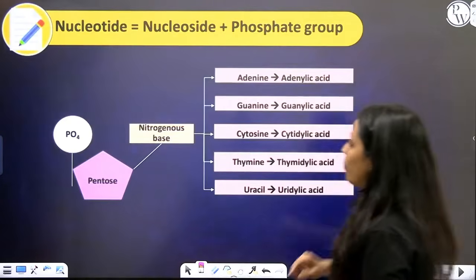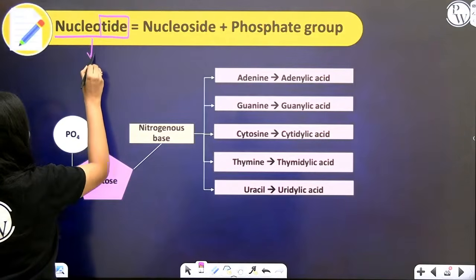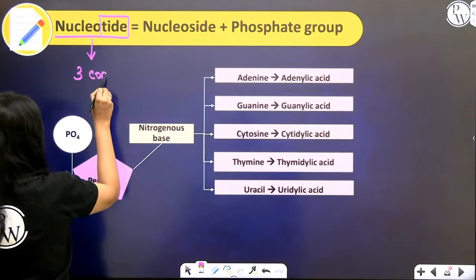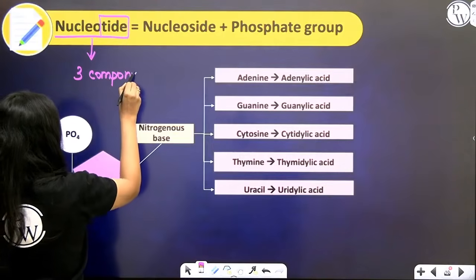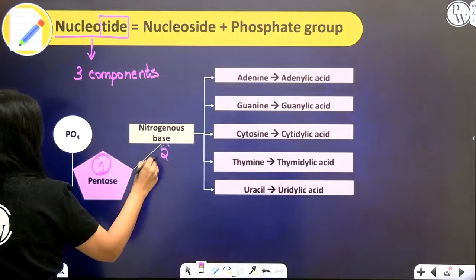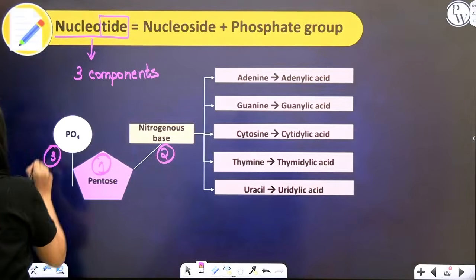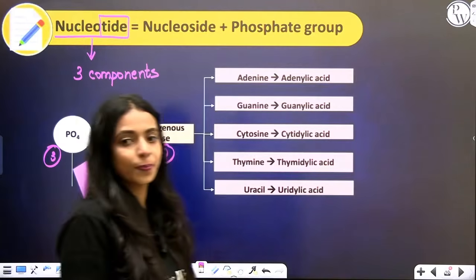Now let's talk about the nucleotide and its nomenclature. In a nucleotide, you will find all the 3 components. Centrally, you have a sugar. On one hand, it's holding on to a nitrogenous base. On the other hand, it is holding on to a phosphate group.